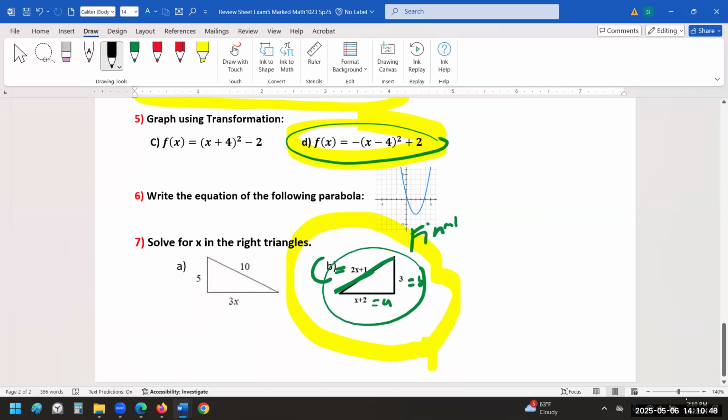But you have to know the discriminant. b squared minus 4ac. It's inside the square root. And then the triangle.